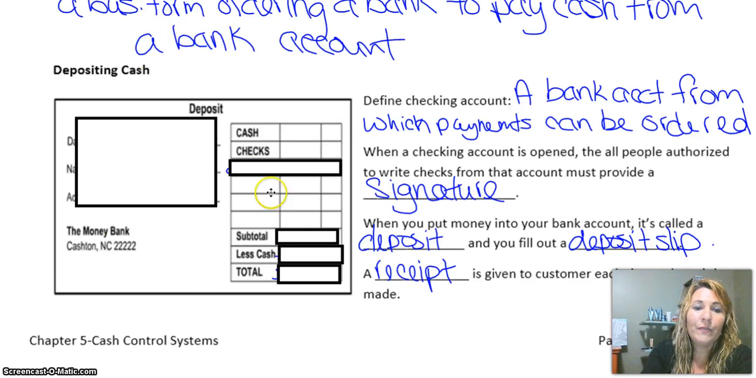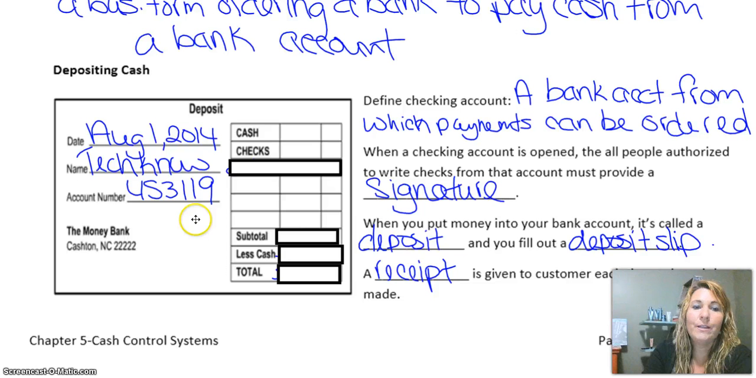So we're going to fill out this deposit slip. Deposit slips are different depending on where you bank. Deposit slips also can come pre-printed with your name and account information on them. So the first thing you're going to do is fill out the date, the name, and the account number that the money should go into.